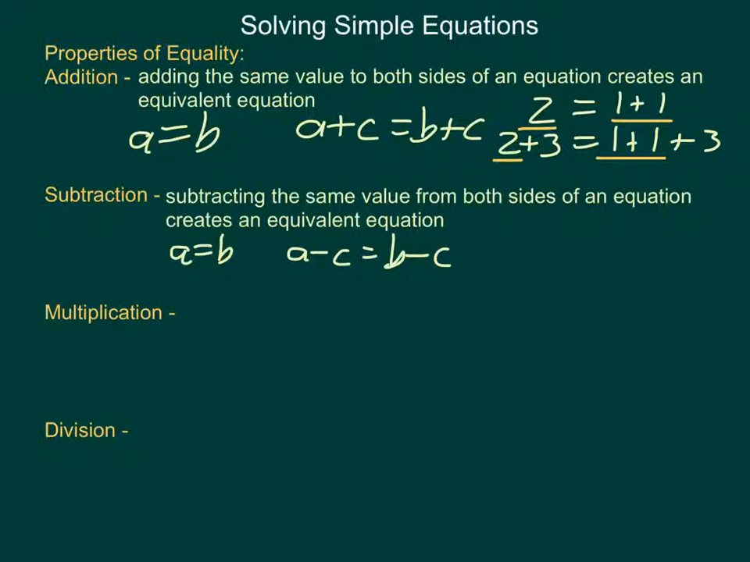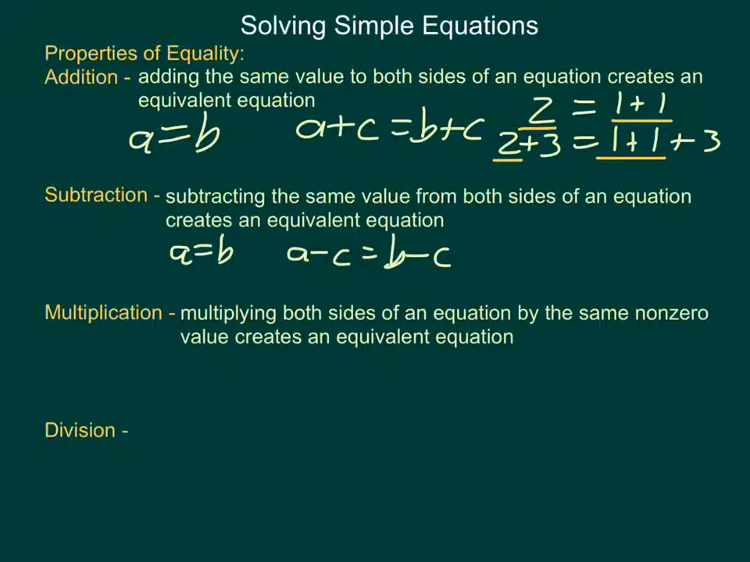Next up, we're going to be looking at multiplication. And, you probably guessed it, multiplying both sides of an equation by the same non-zero value creates an equivalent equation. Now here we did add in that extra feature that the value we are multiplying has to be non-zero, but the properties still hold that we had before. If A equals B, then A times C equals B times C.